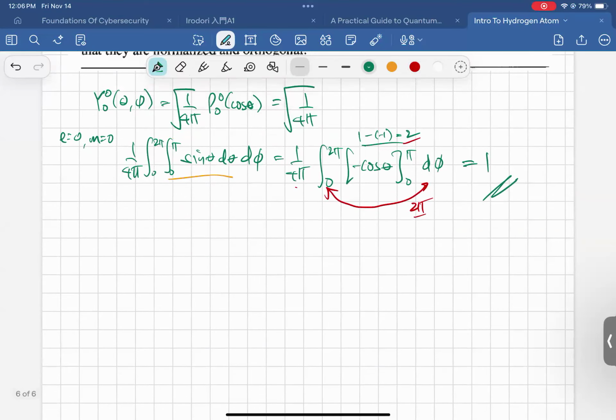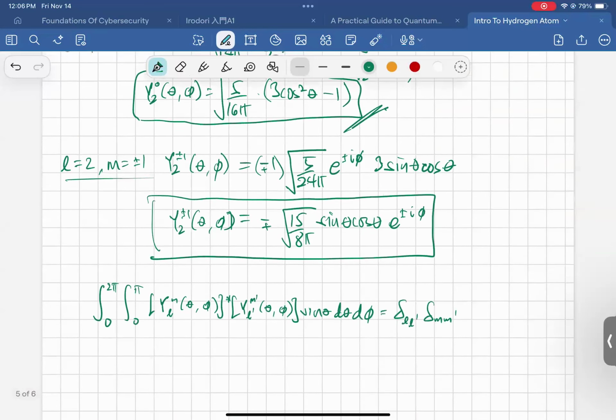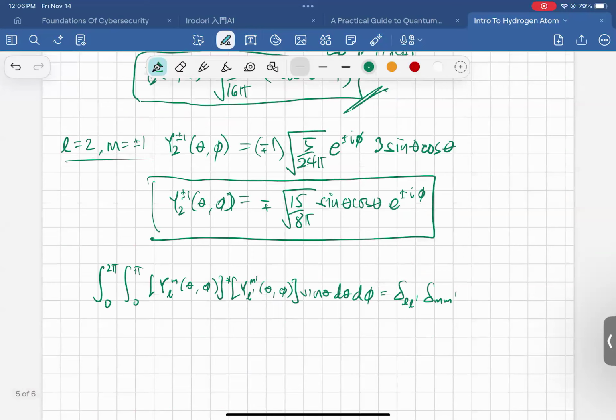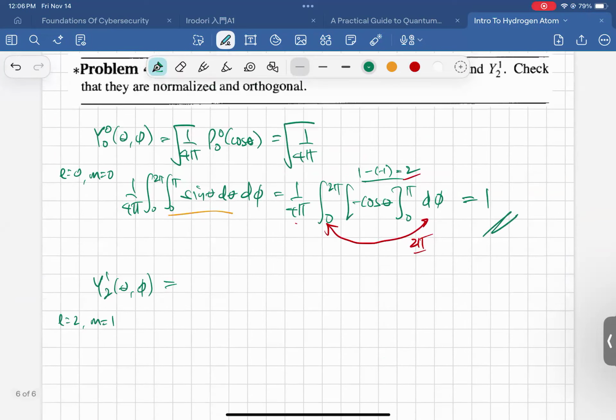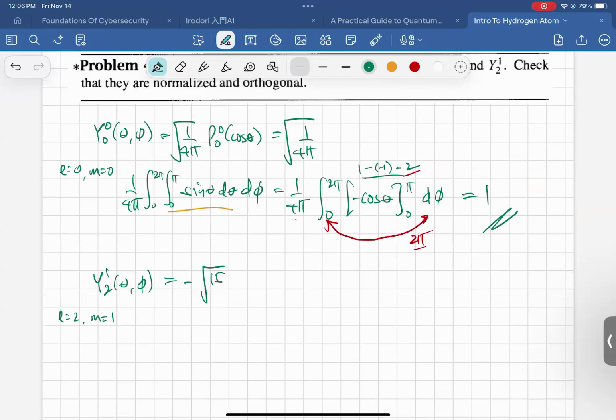Okay, so let's do Y 2, 1, theta and phi. L equals 2, M equals 1. Pero nasolve na natin ito kanina. So ito yung sagot: Y 2, 1 is negative 15 over 8 pi, sine theta, cosine theta, and the exponential i phi.